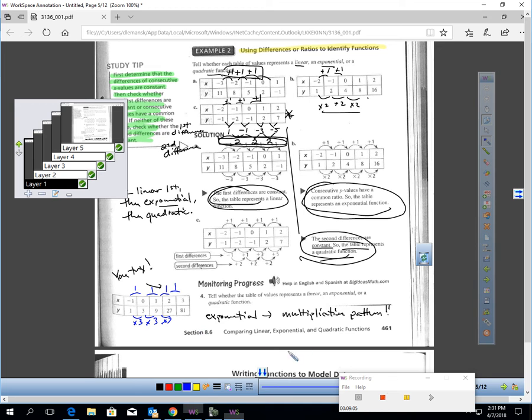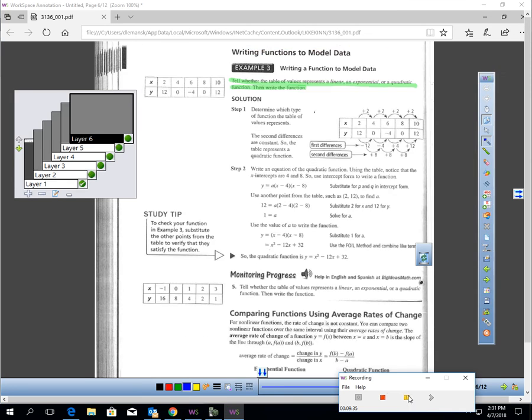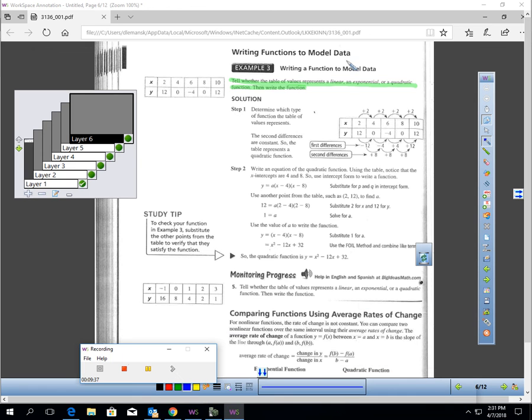I guess I said find a rule. We'll practice finding the rule in a minute. I'll get back to this. But anyway, this is definitely an exponential table. They don't ask us to find a rule, but we'll talk about that in a minute. Okay, I got ahead of myself. Here's where we're going to talk about how we write a rule for a table, how we write a function for the table.